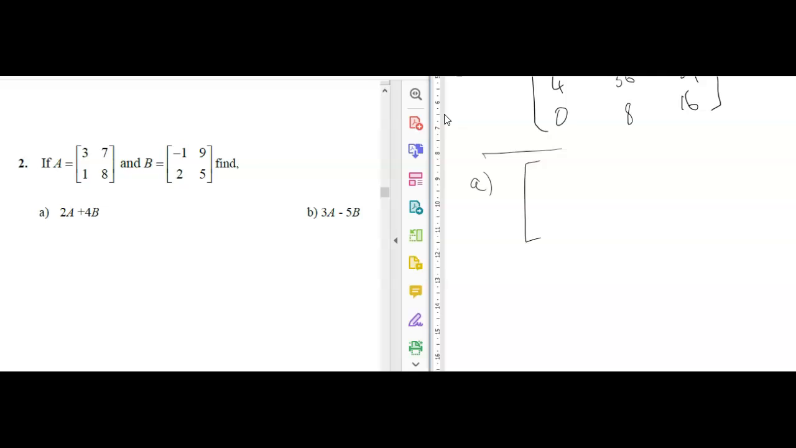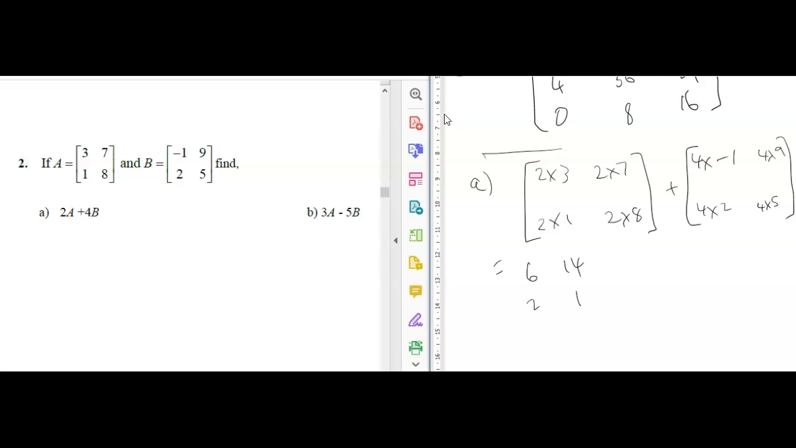Okay, so 2 times everything, so 2 times 3, 2 times 7, 2 times 1, 2 times 8. I strongly encourage you to probably do it by hand and then just check your answer on your calculator. And then we're multiplying matrix B. So 4 times -1, 4 times 9, 4 times 2, and 4 times 5. Again, you could do that in your head. Okay, but I wanted to show you what I'm actually doing. All right, so let's just quickly do that. Hopefully not making any mistakes.